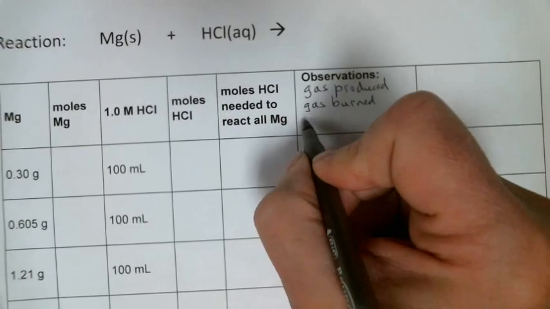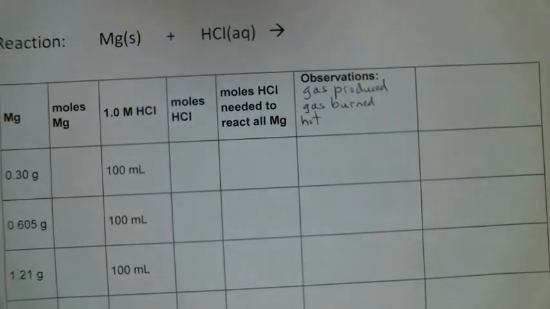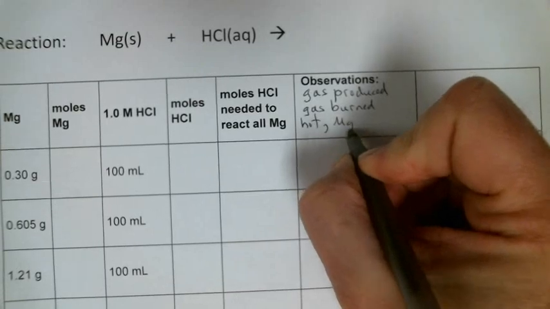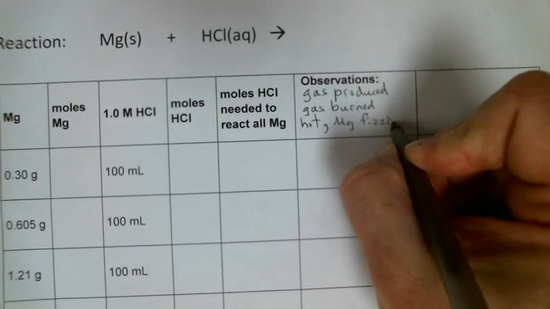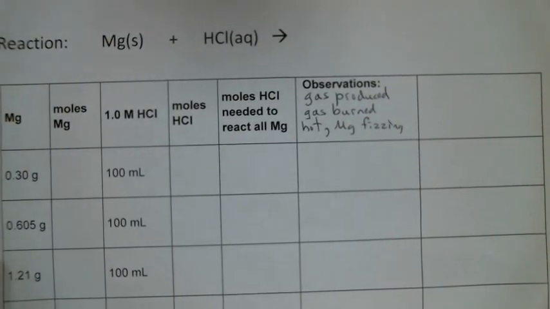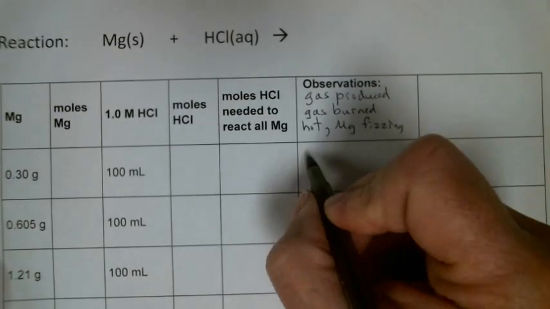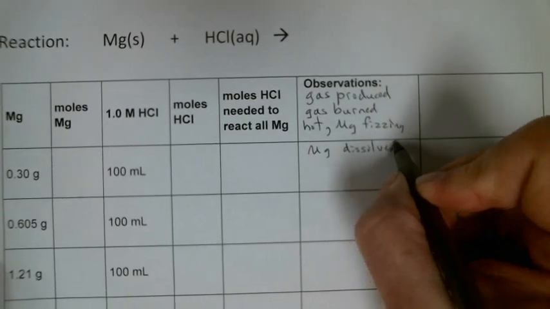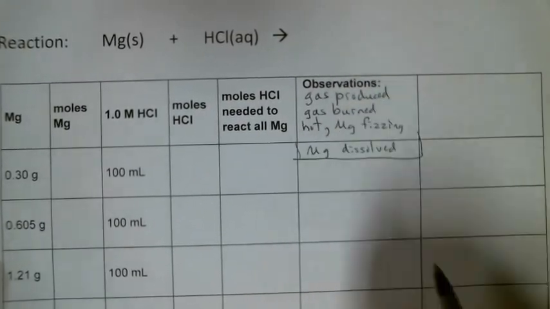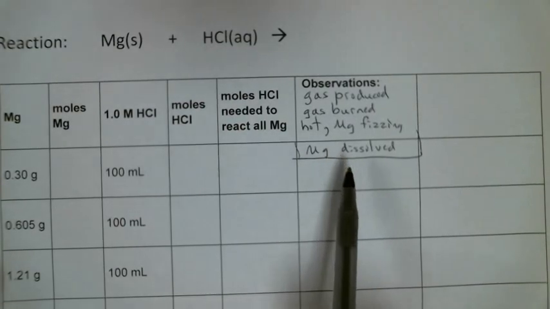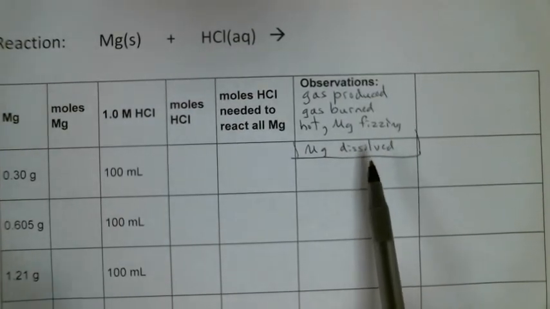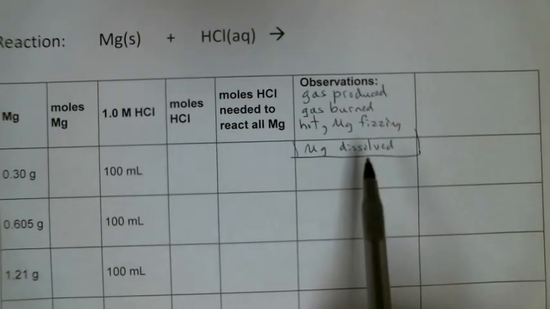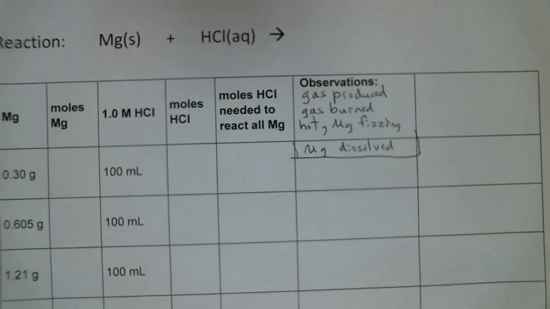And we noticed that the flask got hot and the magnesium was fizzing in that solution, in that liquid, and then it dissolved. I ran out of room, so I'll write it down here. So for all of the flasks, that was what we noticed. Got hot, gas produced, the gas burned, magnesium was fizzing, and the magnesium dissolved.